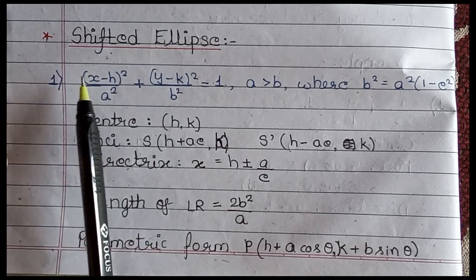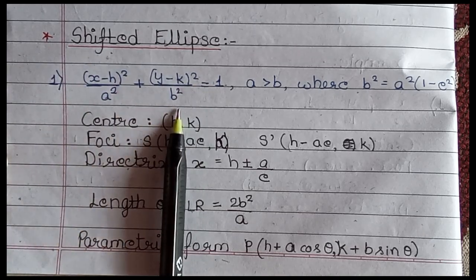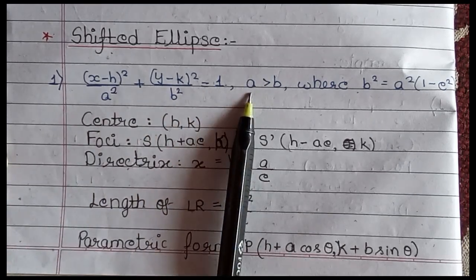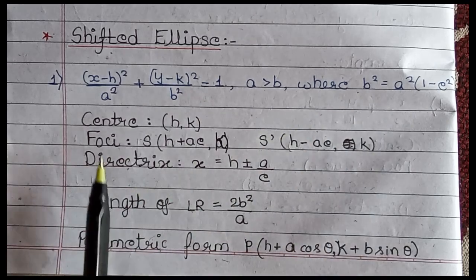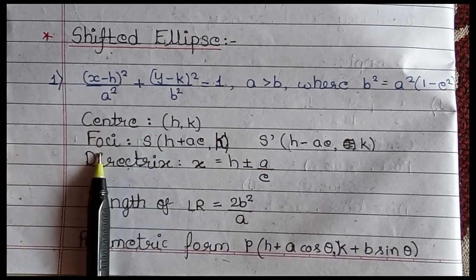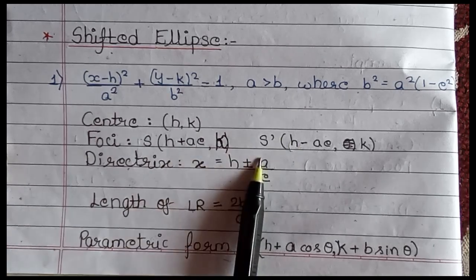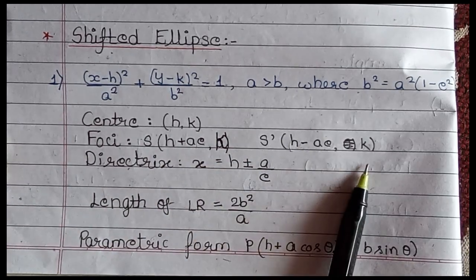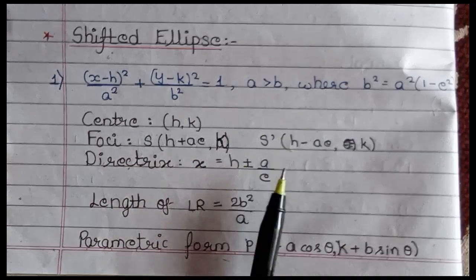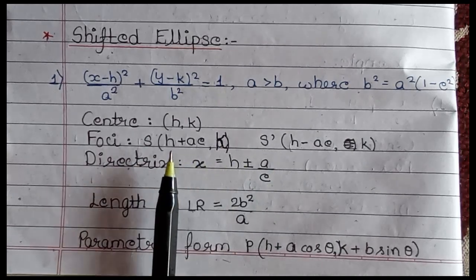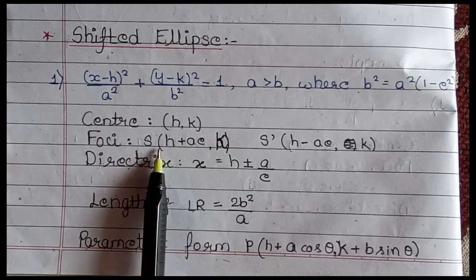So the equation will become x minus h the whole square by a square plus y minus k the whole square by b square is equal to 1. A is greater than b, where b square is equal to a square into 1 minus e square. The center is h comma k. The foci are S: h plus ae comma k and S dash: h minus ae comma k. In case of a standard ellipse, it was plus minus ae comma 0, but since the center is now h comma k, h and k will be added in place of 0.